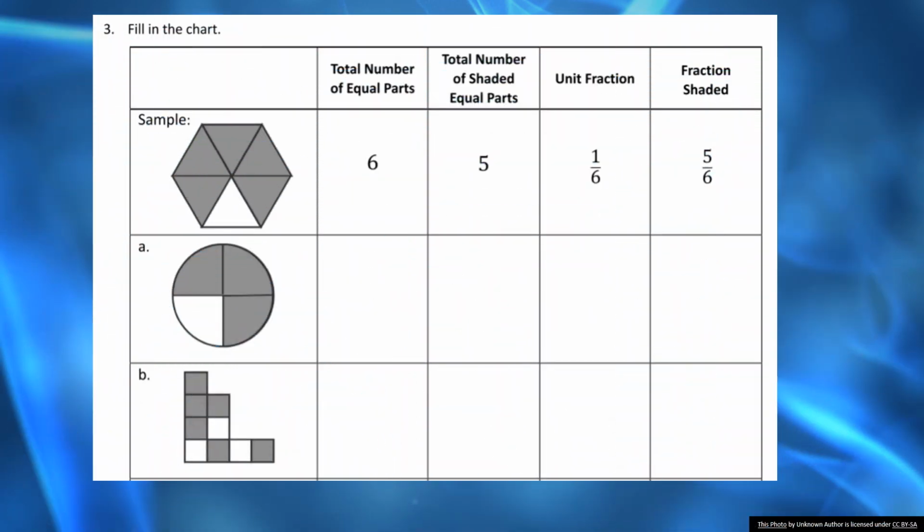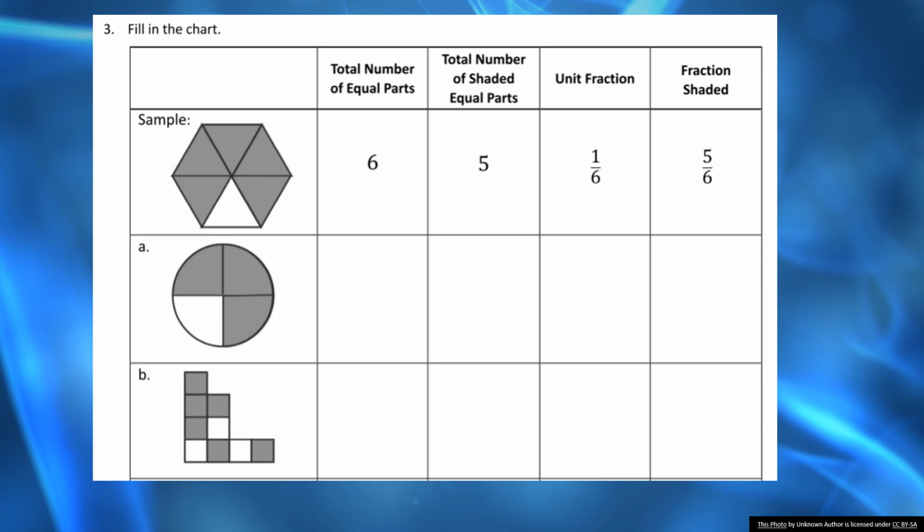Let's move on to number 3. Number 3 should look very similar to your homework from lesson 6. We had one that was similar, but this is just a little bit more than what you did last time, okay? So it says to fill in the chart. Now, the sample is the very first one, and it's filled in for you, so it basically shows you what to do.